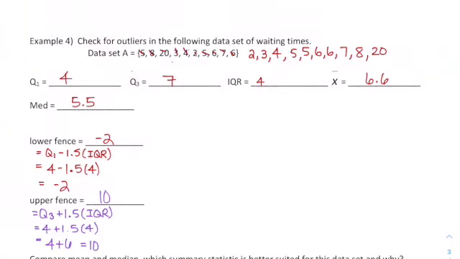So I want to talk about example number 4. Notice that first I put things in order, and I also calculated my Q1, Q3, and IQR. You can do it by calculator or by hand. If you want to do it by calculator, you can add them together and divide by how many there are. That will give you the 6.6.